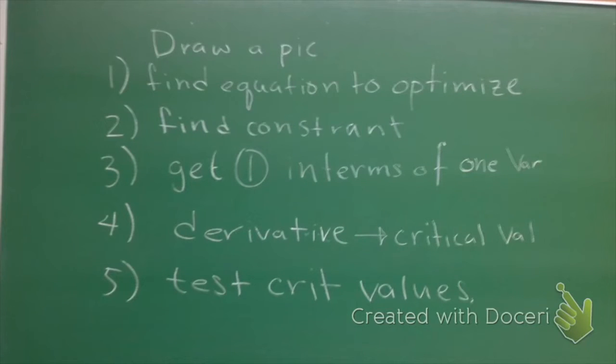Trying to maximize or minimize, optimize. First, you draw a picture if possible. Then, you find an equation to optimize. That's the thing that they're asking you to find the minimum or the maximum, the sweet spot. Then, you find the constraint. That's a secondary equation that allows you to do number 3.